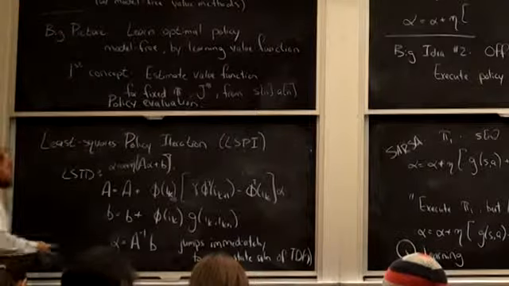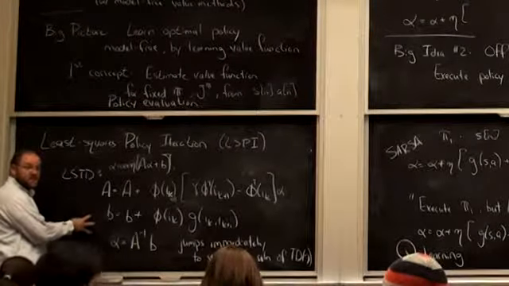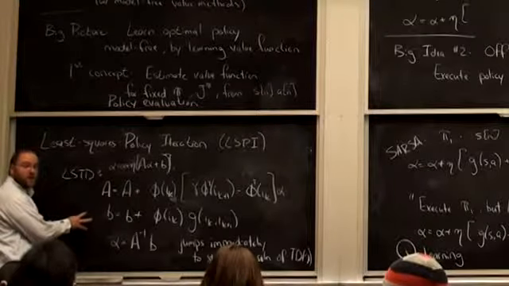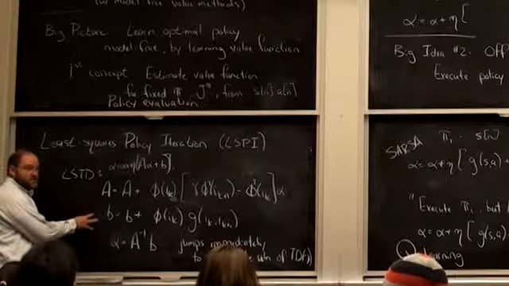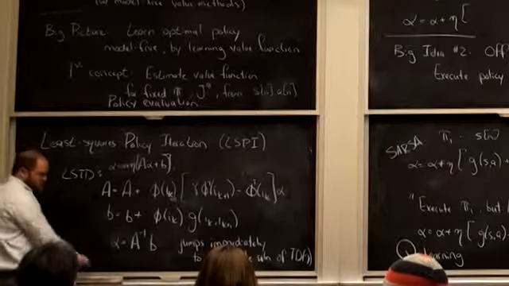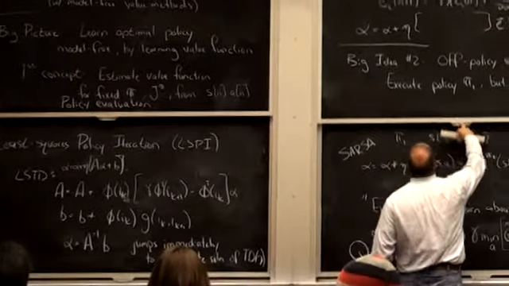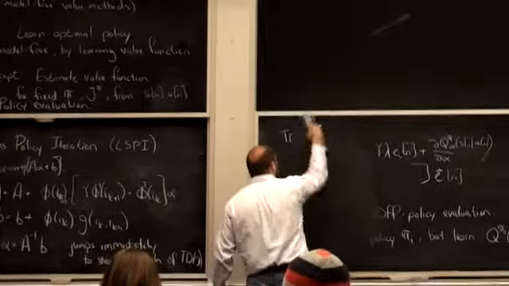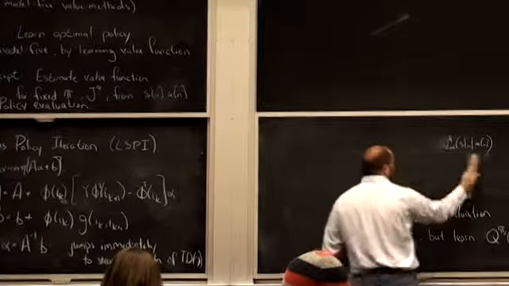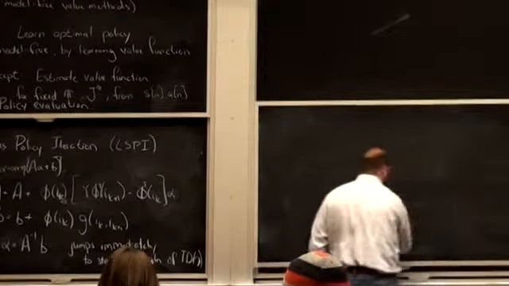Now the question is, the policy is going to be moving while we're doing this. So how can we do this sort of least squares method to do policy iteration? Again, the trick is pretty simple. We're just going to learn the Q function instead. That's the biggest trick.